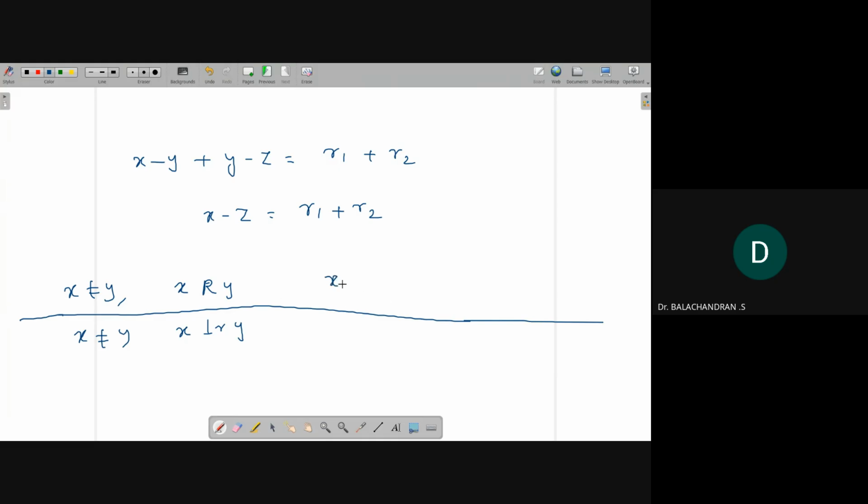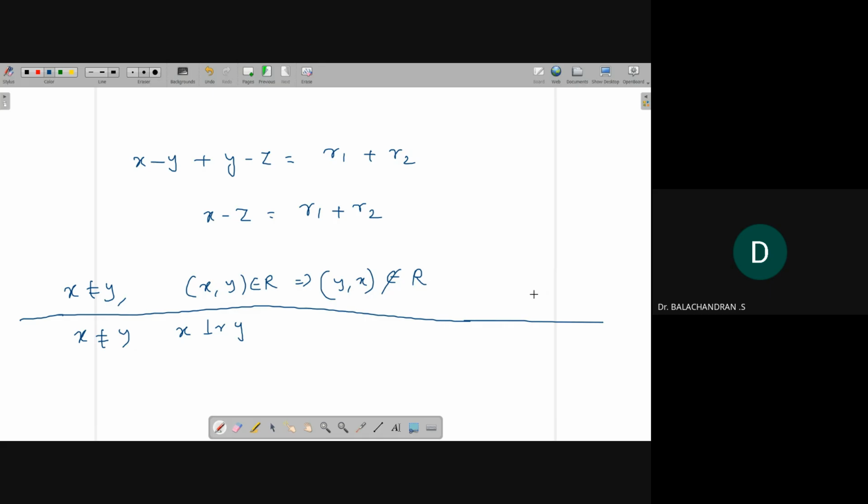Here, (x, y) belongs to R, you can write this instead of x related to y. So that means x is related to y. I need to prove that (y, x) is not in R. Then we say that it is antisymmetric.